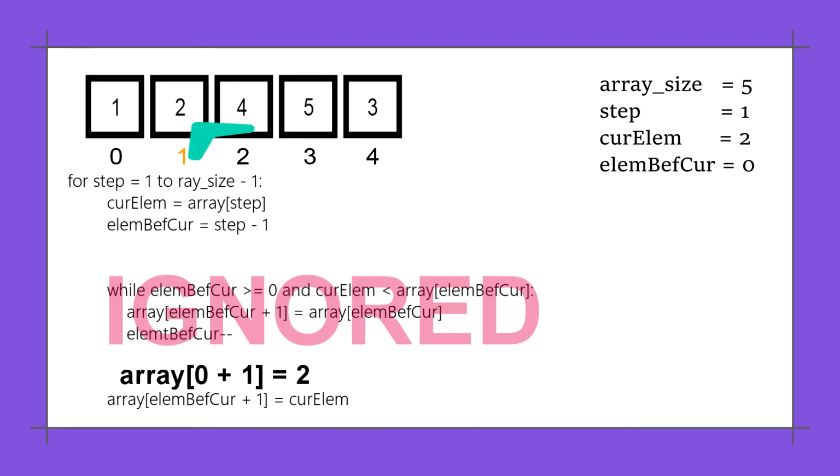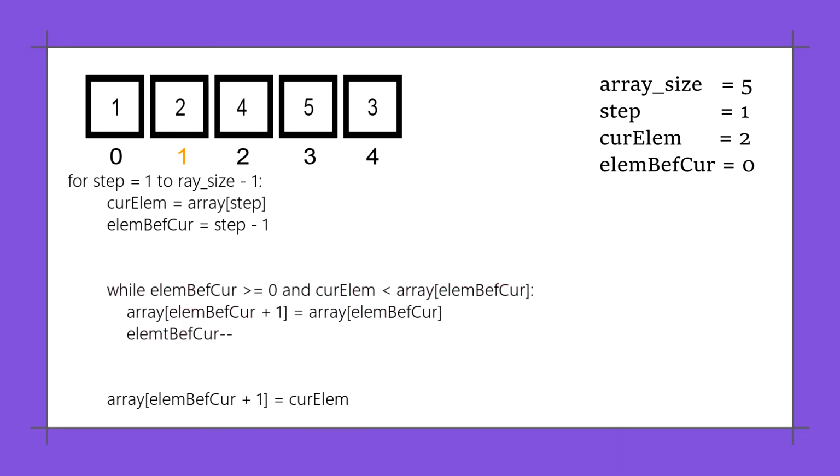Now, let's go back to the outer loop but in step 2. The value of the variable step is 2. The value of the variable current element is the array at the index of step, which is 4. The value of element before current is 1 because 2 minus 1 is 1.